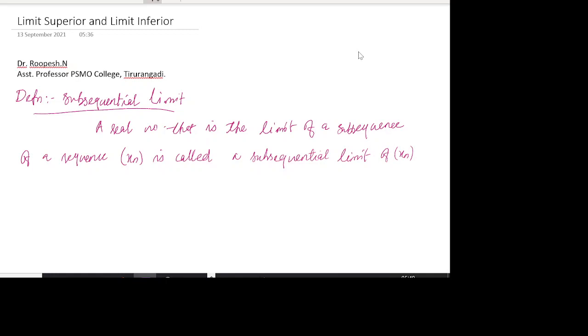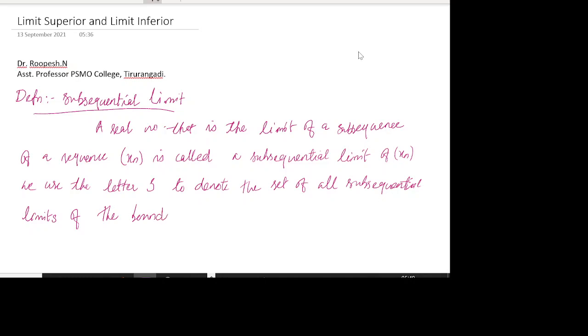We use the capital letter S to denote the set of all subsequential limits of the bounded sequence xn.